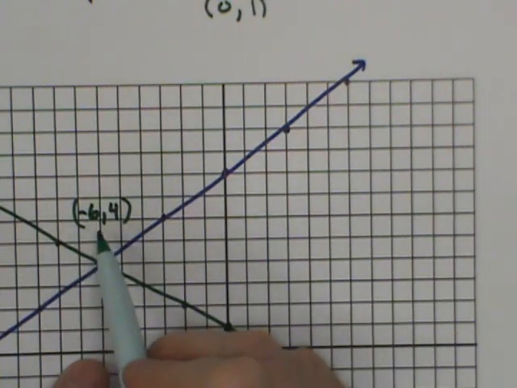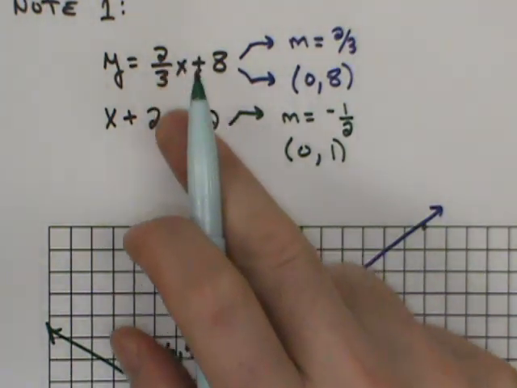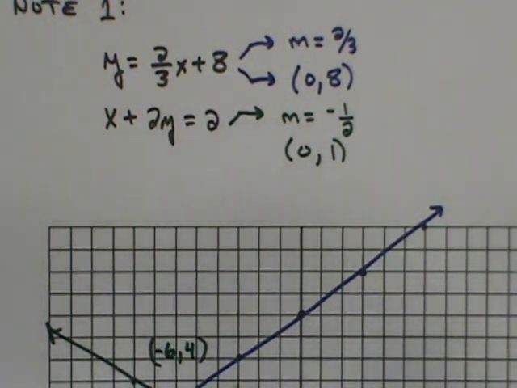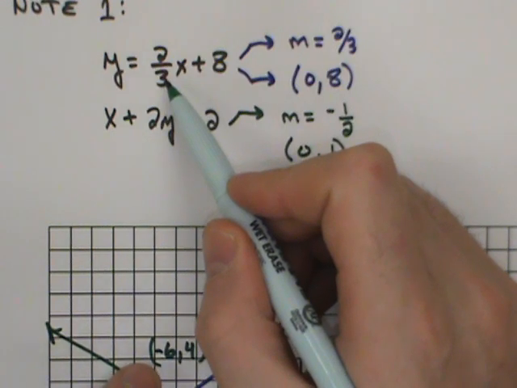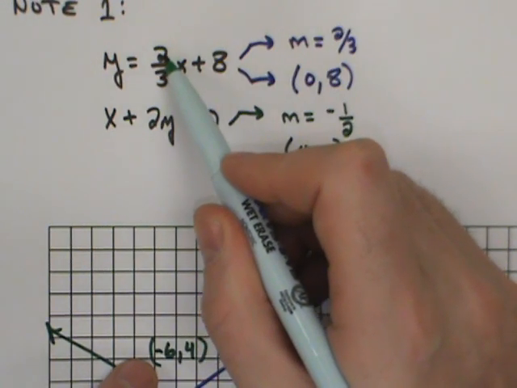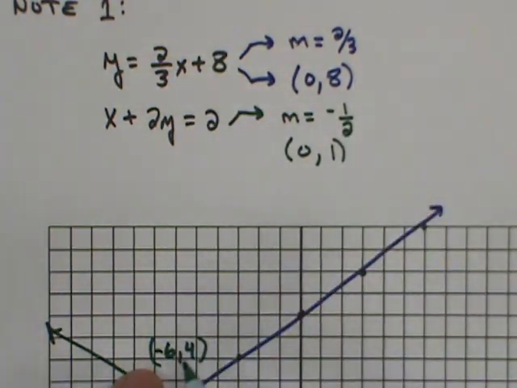What's special about that ordered pair? That's the only point that will solve both of these equations at the same time. For example, if you plug those in, negative 6 divided by 3 is negative 2. Negative 2 times 2 is negative 4. Negative 4 plus 8 is 4. That's what I'm getting here.